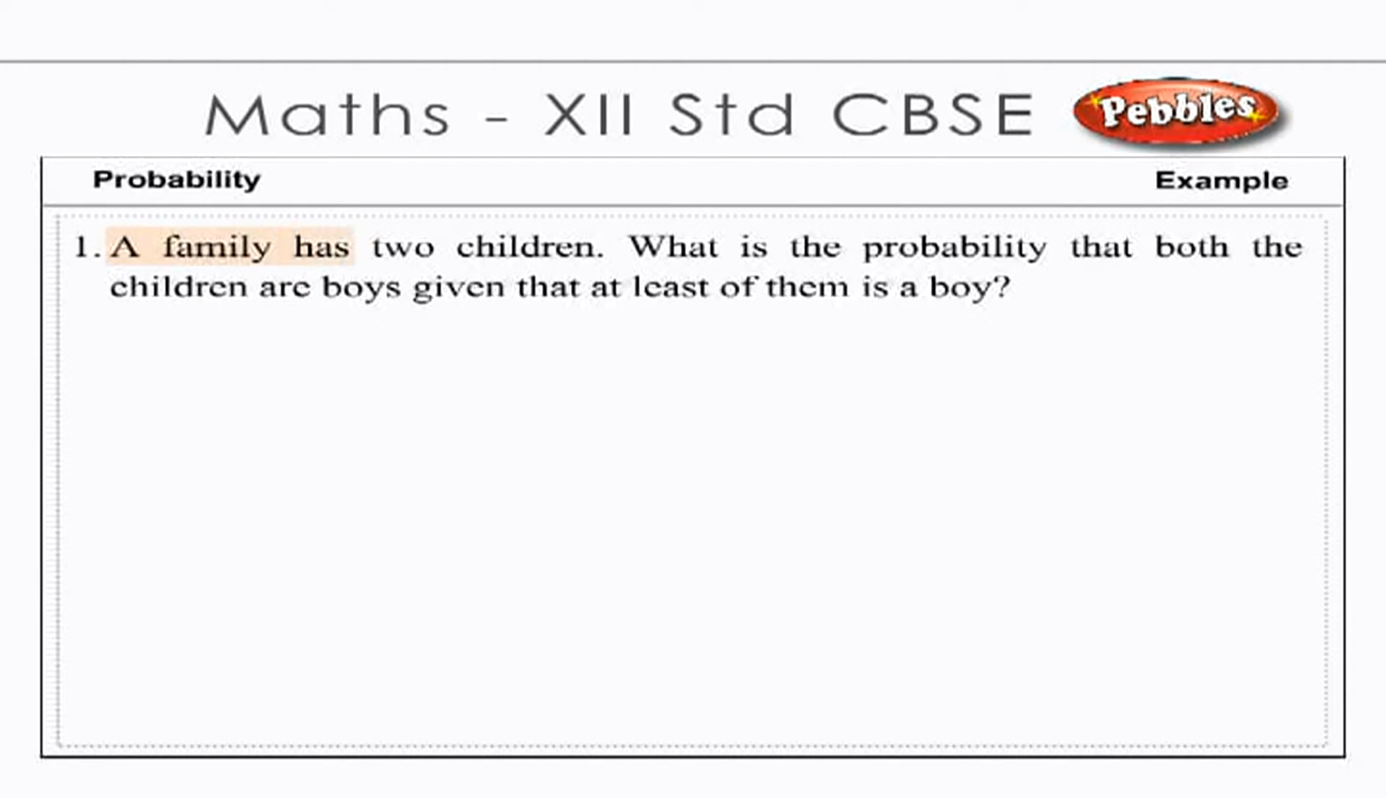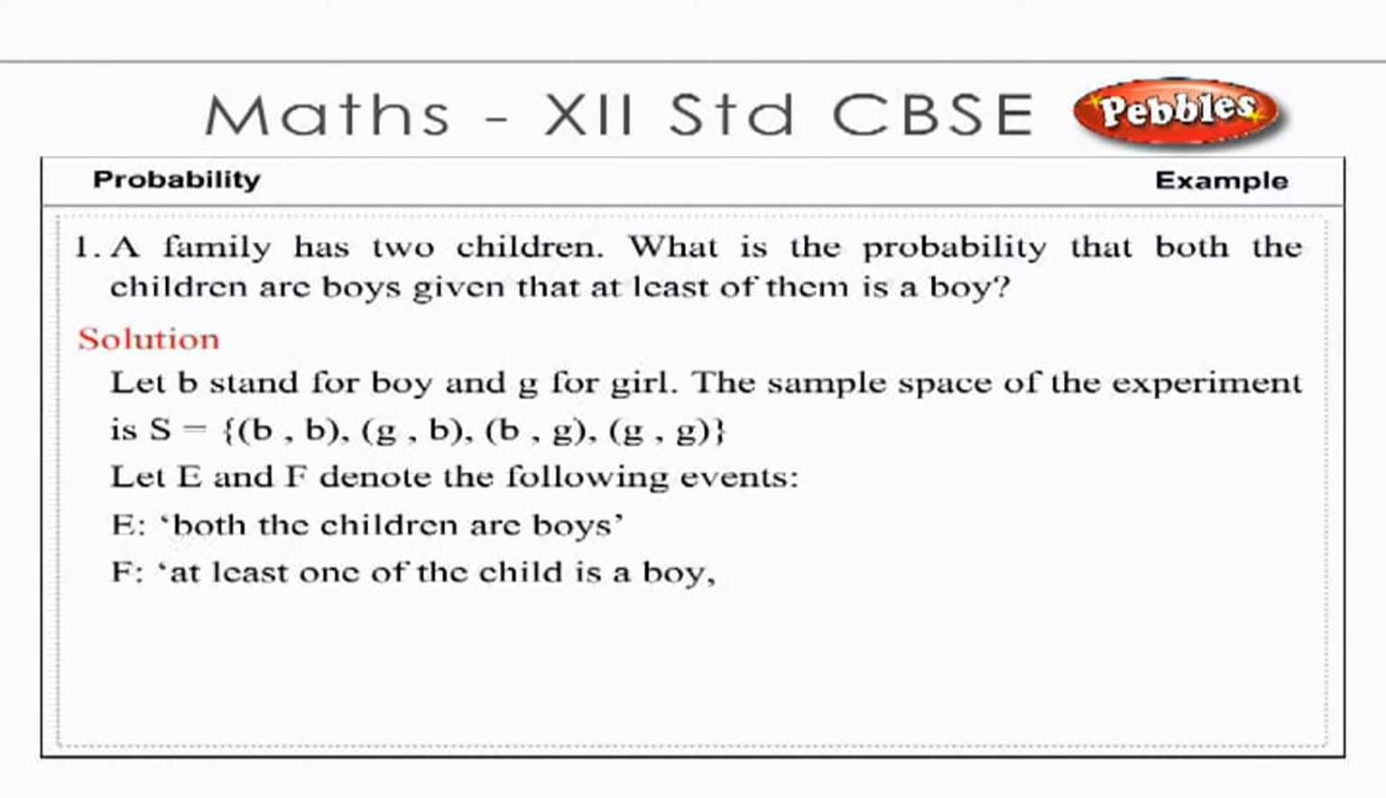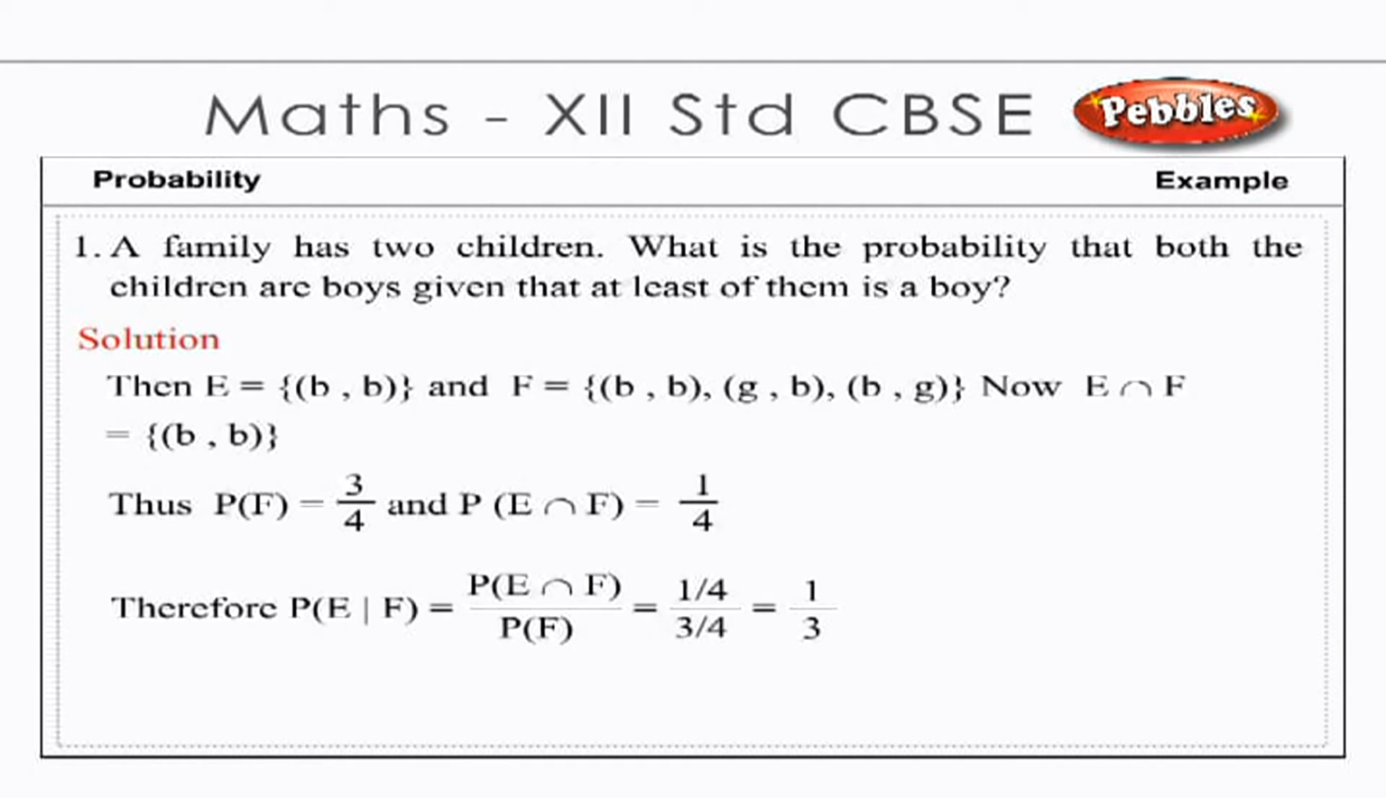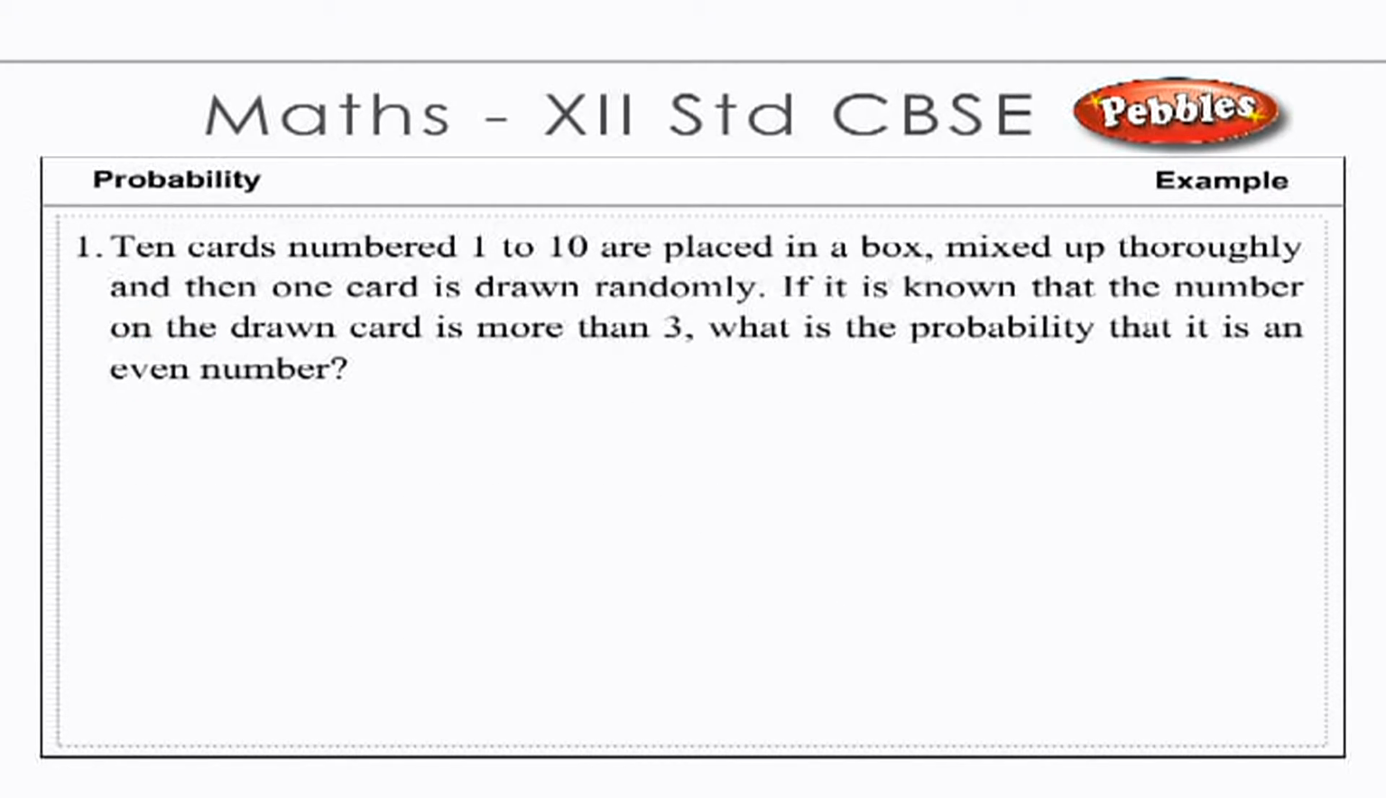Example. A family has 2 children. What is the probability that both the children are boys given that at least one of them is a boy? Example. 10 cards numbered 1 to 10 are placed in a box, mixed up thoroughly, and then one card is drawn randomly. If it is known that the number of the drawn card is more than 3, what is the probability that it is an even number?